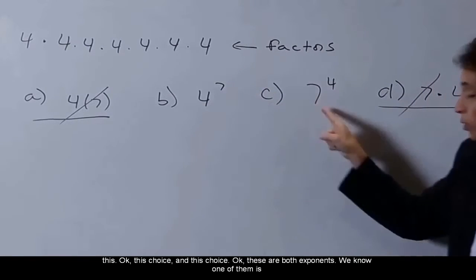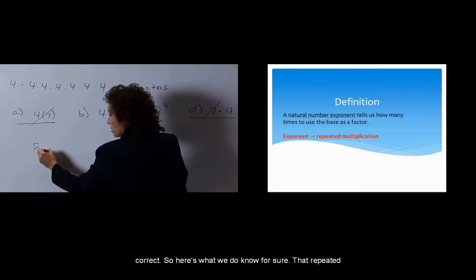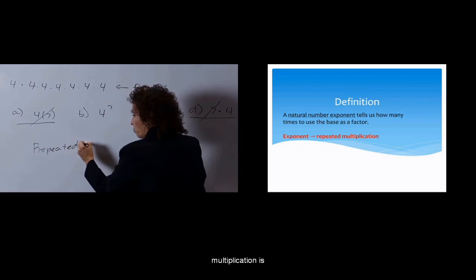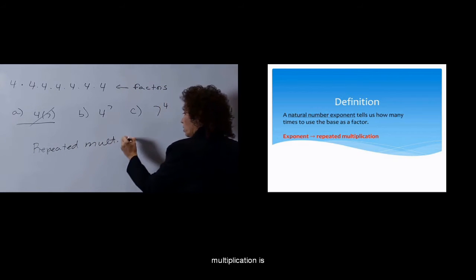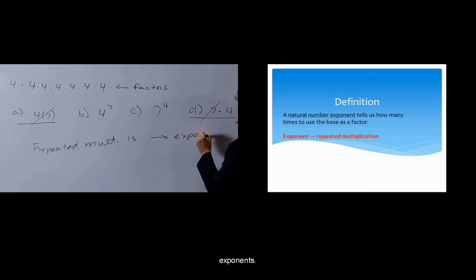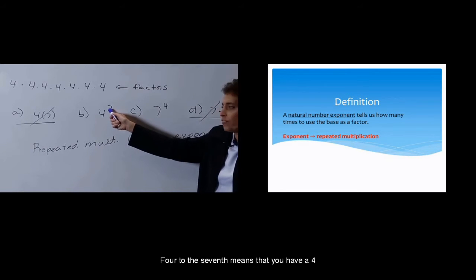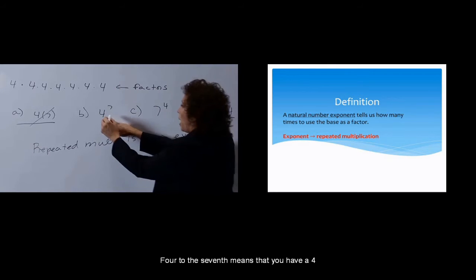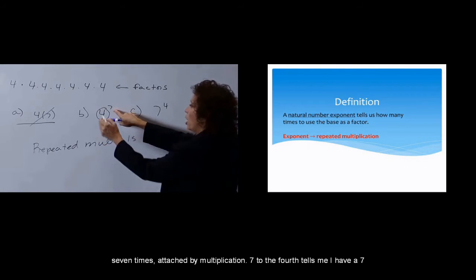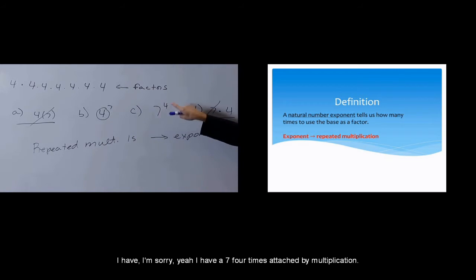These are both exponents. We know one of them is correct. So here's what we do know for sure: repeated multiplication is exponents. That's what they tell you to do. They tell you there's an exponent going on. Now we just have to figure out what it means. 4 to the 7th means that you have a 4, 7 times, attached by multiplication. 7 to the 4th tells me I have a 7, 4 times, attached by multiplication.